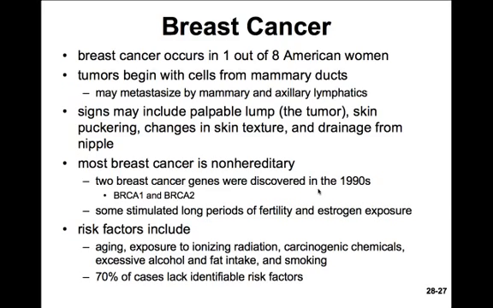Now, breast cancer occurs in about 1 out of 8 American women, so it's got a very high incidence. Usually the tumors begin within the cells of the mammary ducts, and they can metastasize to the rest of the body by mammillary and axillary lymphatics. So lymphatics in the axillary portion of the breast, as well as other lymphatics in the armpit region.